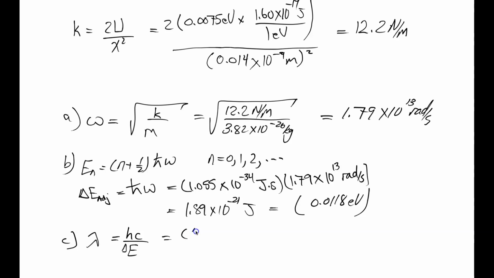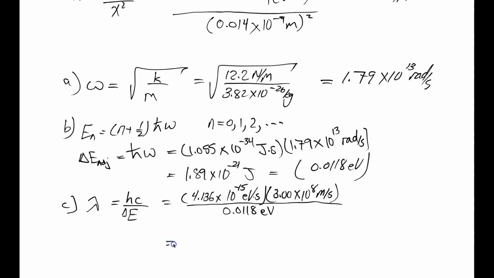So this is 4.136 times 10 to the minus 15 electron volt seconds times 3.0 times 10 to the 8th meters per second for the speed of light, over 0.0118 electron volts, the energy spacing, which gives us 1.05 times 10 to the negative 4 meters, or 105 micrometers.